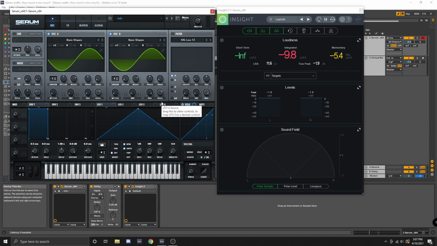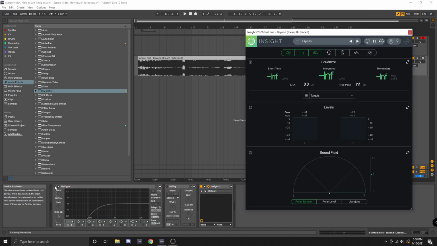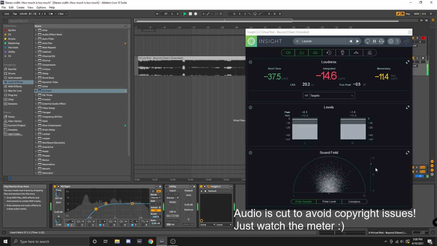So now that we know the basics of how stereo content is created, we're going to use our correlation meter to analyze a song from one of my favorite artists, Virtual Riot. I consider his mixes to be extremely clean and pleasing to the ears. For the sake of this video, I'm going to cut everything below 150 Hz because everything below that should be mono anyways. So let's go ahead and have a listen and see what our correlation meter does.